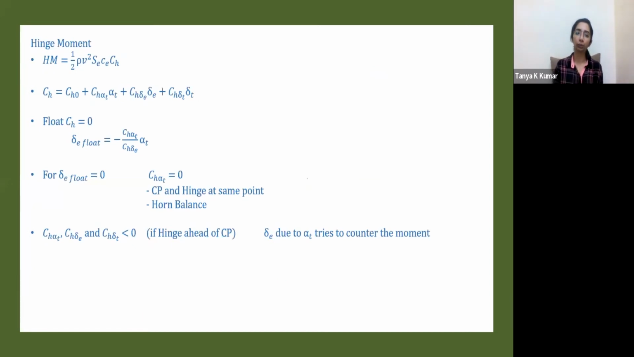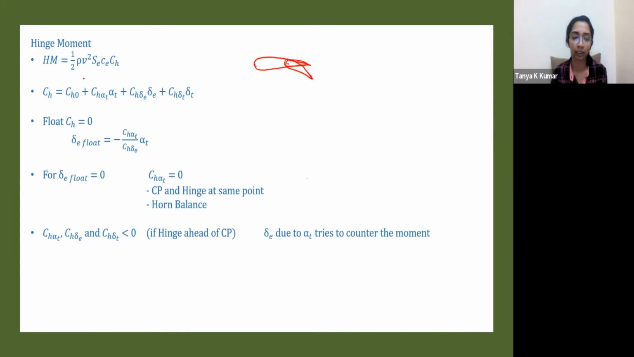Now we move on to hinge moment. What is hinge moment? Your elevator is located on the horizontal tail at this point. So it rotates about this point, right? When you deflect your elevator down, it rotates about this point. That is known as the hinge point. The moment about that point is hinge moment.